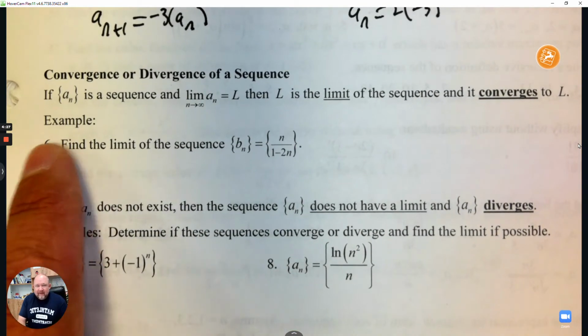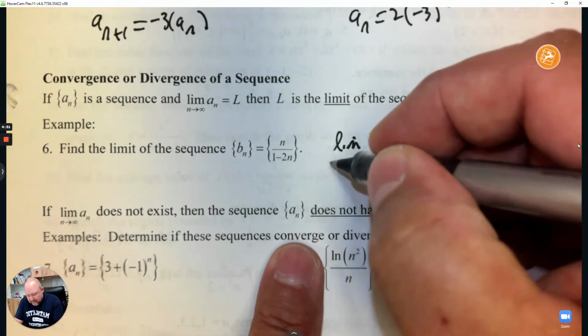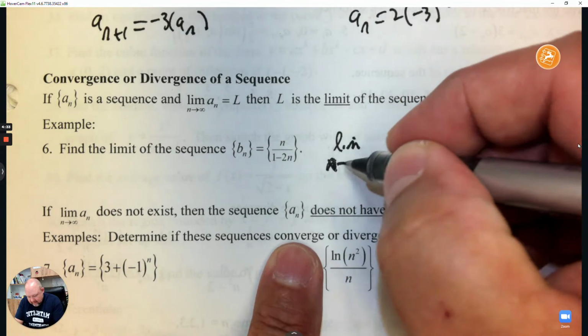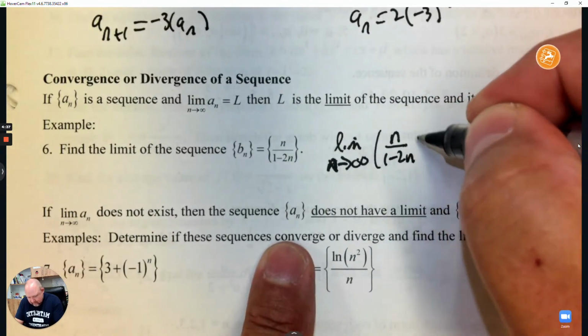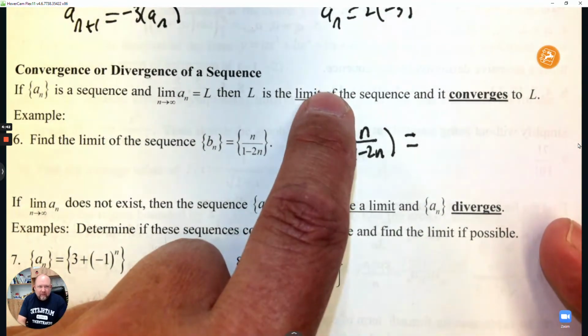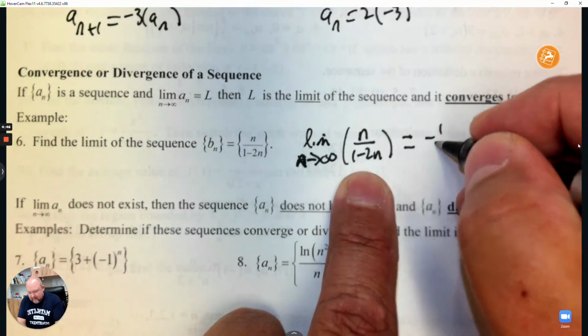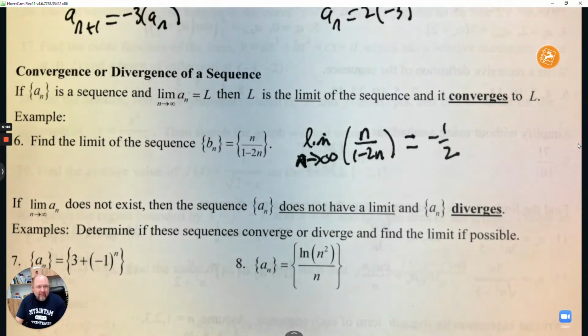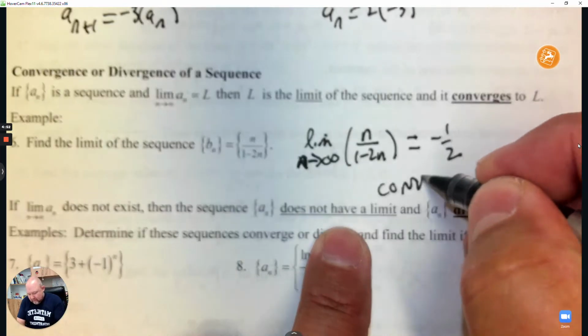If it says find the limit of this as n goes to infinity, what would the answer be? We'll use the limit as n goes to infinity of n over 1 minus 2n. The rule is you go power term over power term. So n divided by 2n, you get the answer 1 over -2, and that limit exists. So this converges, because it converges to an answer.